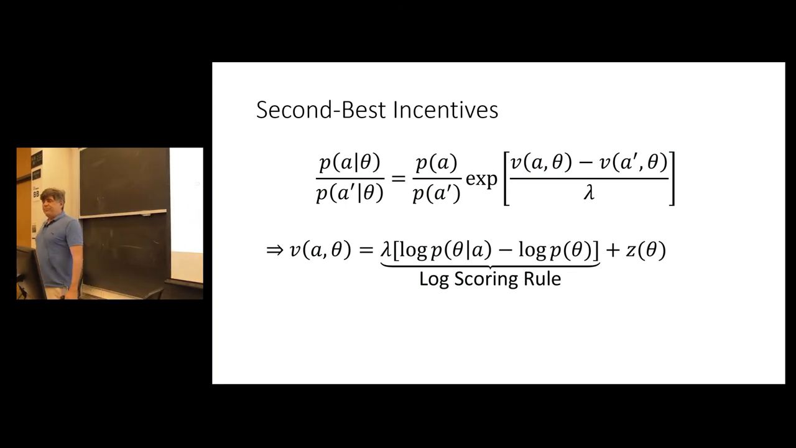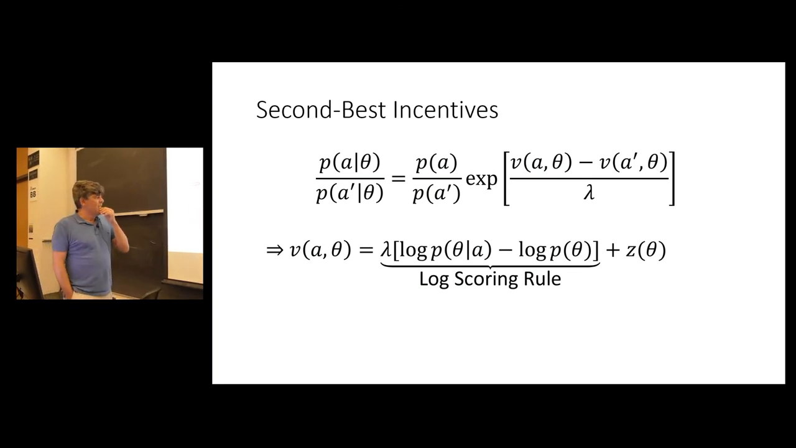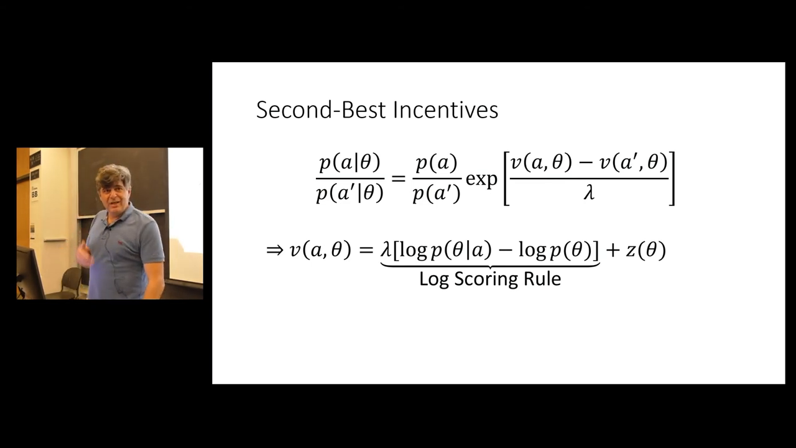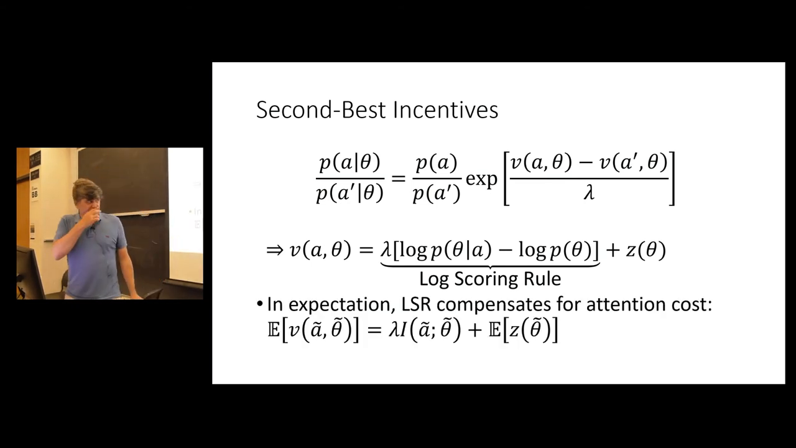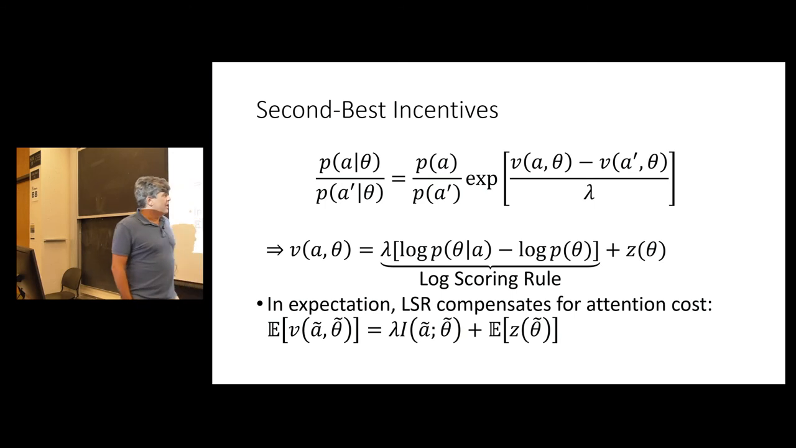So the mutual information cost of information gathering translates into the log scoring rule. This is what you need to do to incentivize him to choose this attention. So this is based on the posteriors. What's the log scoring rule? Well, he's reporting his posterior, and you pay him. Here, based on the difference, it's more convenient, between the prior and the posterior that he reported over the state.